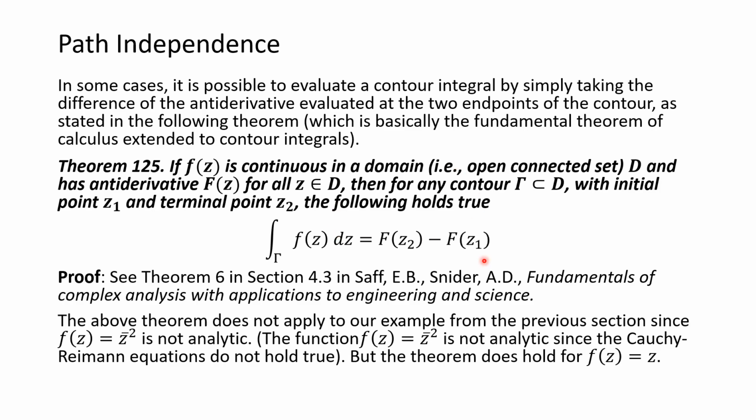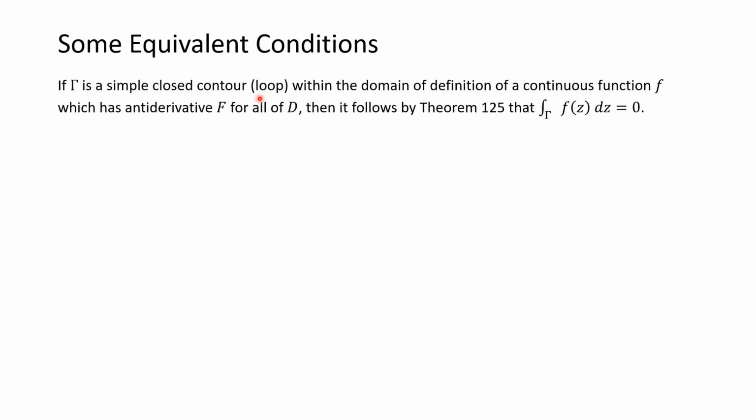We didn't have this theorem at that point, but now that we have it, we could use it here to also evaluate f of z equals z around a given contour. If gamma is a simple closed contour, basically a loop within the domain D, and f is a continuous function which has an antiderivative capital F for all points in the domain, then it follows from Theorem 125 that the contour integral about gamma of f of z equals 0. And the reason is when you evaluate your antiderivative F of z sub 2 minus F of z sub 1, z sub 1 equals z sub 2 because the endpoints coincide when you have a loop.